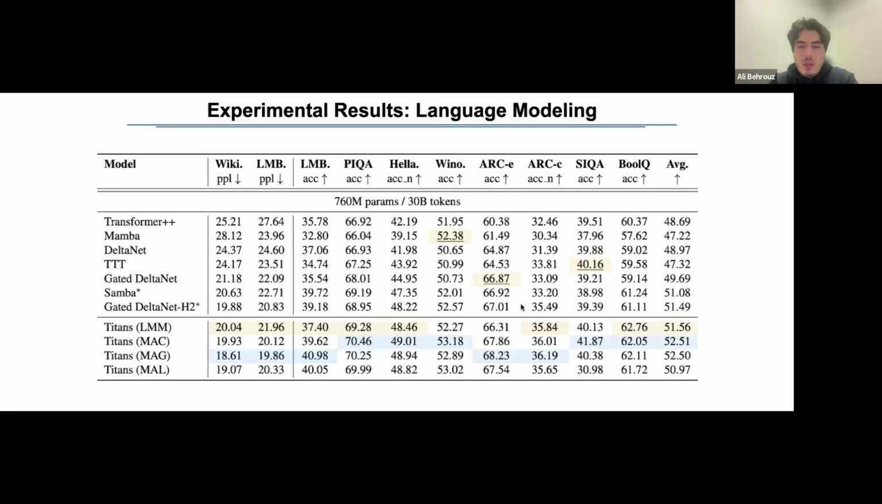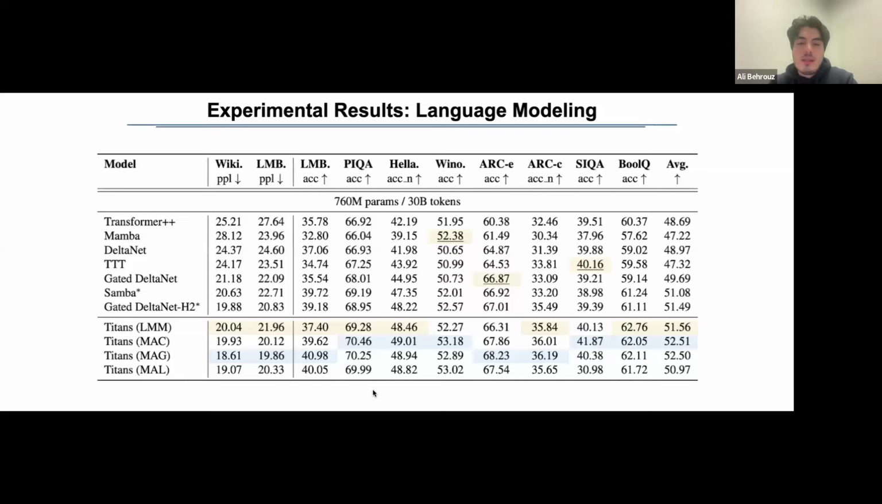without any additional attention module in the architecture. And also when we add an additional attention module and have the MAC architecture, MAG architecture, or memory as a layer, then we can see some improvements over the pure long-term memory module. And the interesting part is that this memory as a context and memory as a gate that we discussed are much more powerful than this common approach in the literature that is memory as a layer.